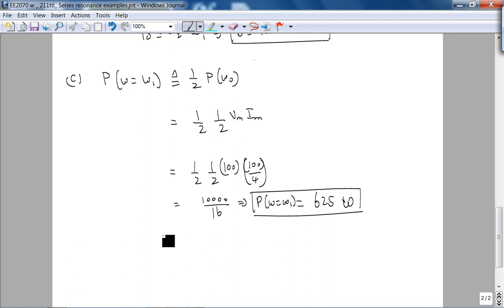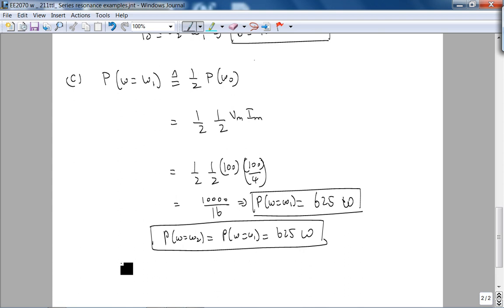Note obviously that the power at omega equals omega 2 is also the same as the power at omega 1, which is 625 watts. And if you want to box this as well, the average power at omega naught is simply twice this. So it's 1250 watts. So that's the average power at resonance.